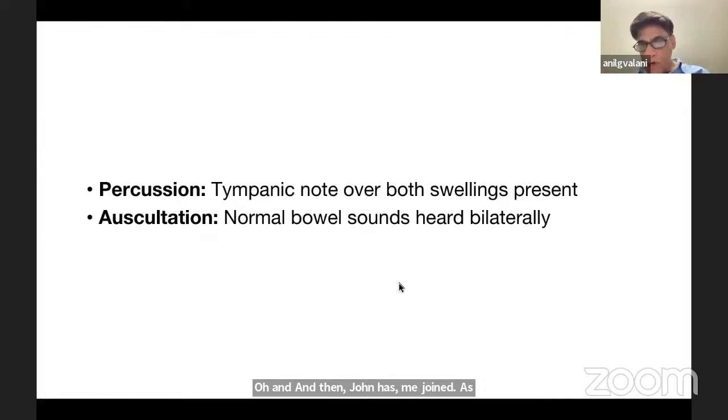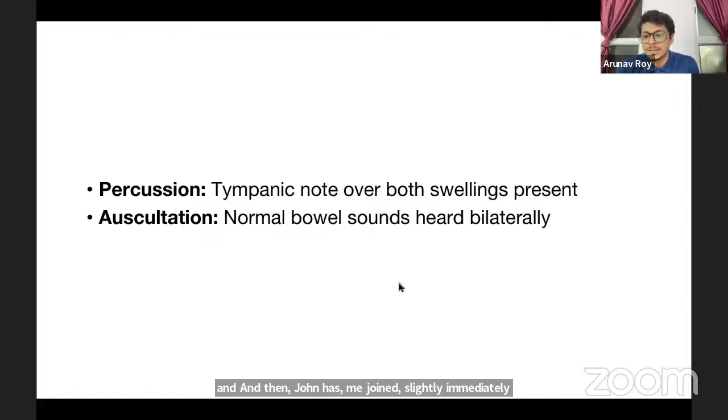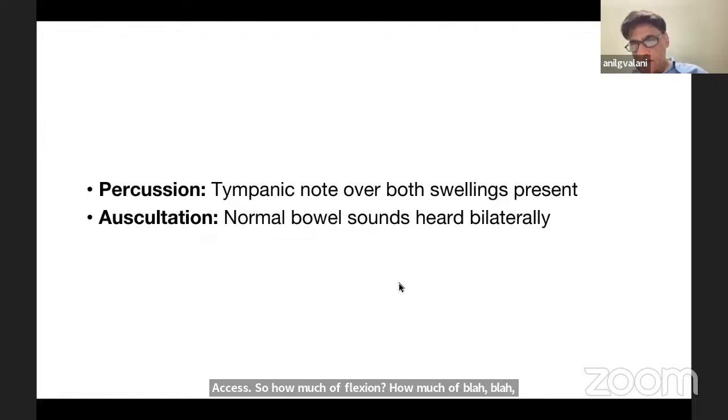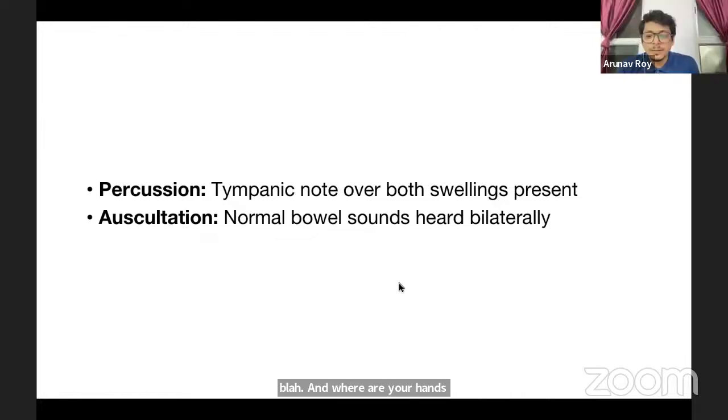What is this procedure called? There is a name given to this. So this procedure is known as taxis. Taxis. So how much of flexion, and where are your hands? You have to exactly demonstrate. In the MS exam, you'll be asked to demonstrate.